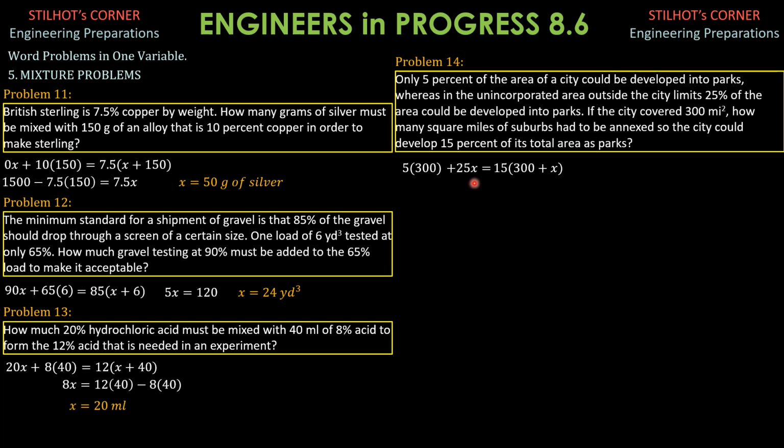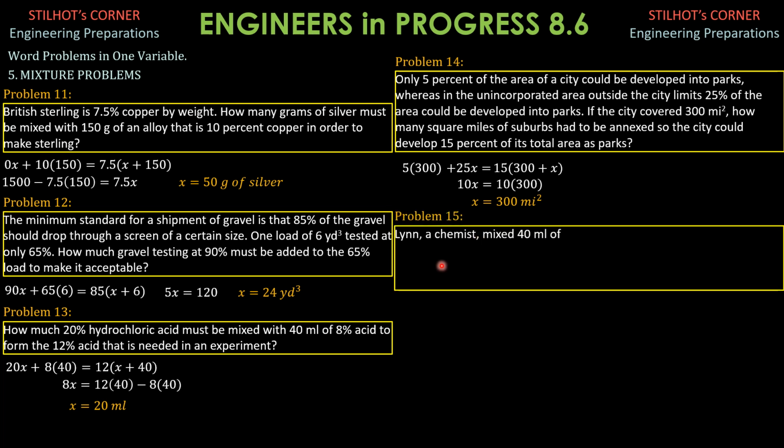So simplifying, 25x minus 15x is 10x on the left side. On the right side, 15 times 300 minus 5 times 300, so that is 10 times 300. So 10x equals 10 times 300. Cancel out 10. X therefore is 300 square miles, also of suburbs area.